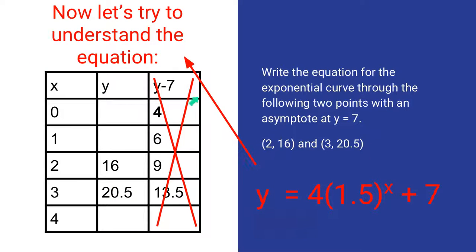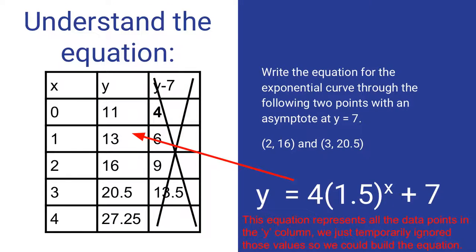Now, I want you to look back up here and let's understand this equation. Like, what does this equation mean? What are the values? Well, this equation represents all the data points in the y column. We just temporarily ignored the value so we could calculate or build the equation. This is where your answers live. These are not your answers. This was just the work over here. Your table would go 0, 11, 113, 216, and so on, because if you remember our original data points were 216, then these are our data points that we have in our table that actually work in the equation.